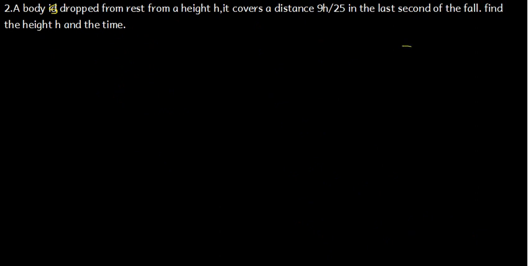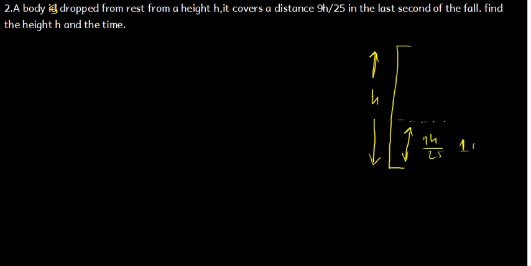So again, if the whole height of this building is h, and we've been told in the last second it had to fall 9h over 25 as the height. So the distance it fell in the last second is 9h over 25. That is in the last second.